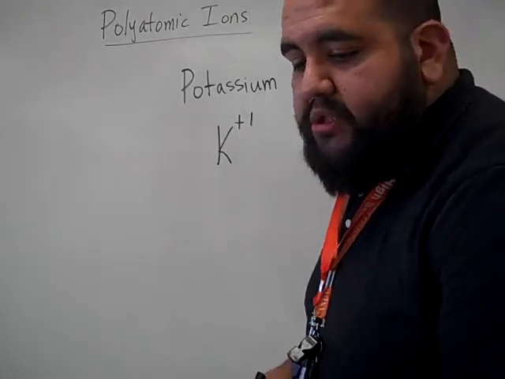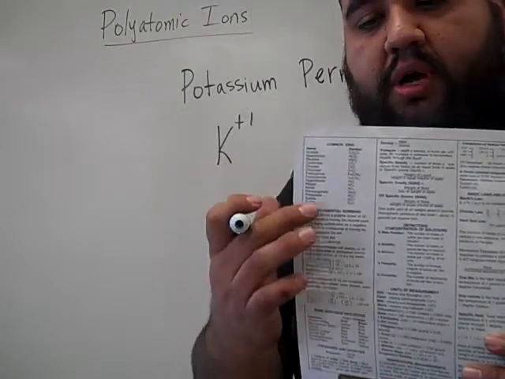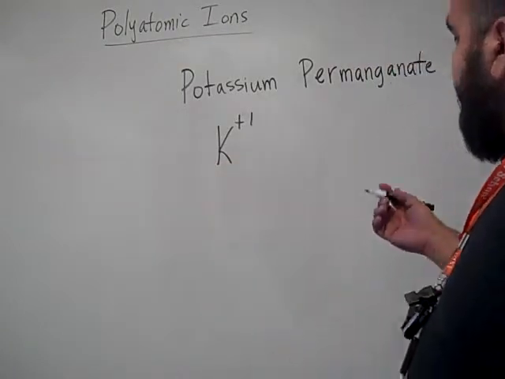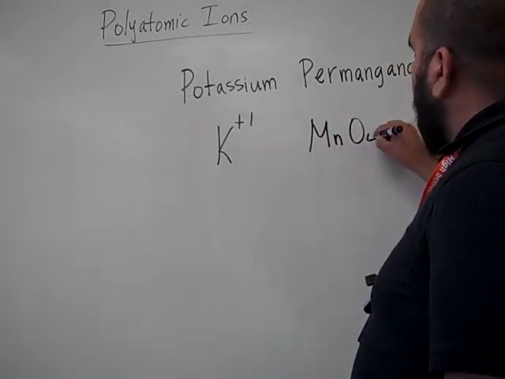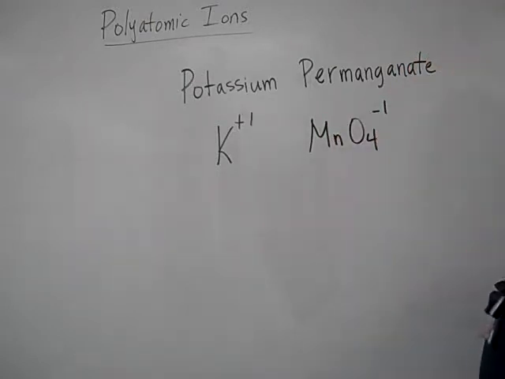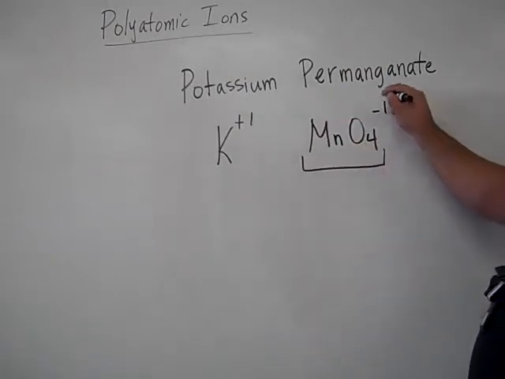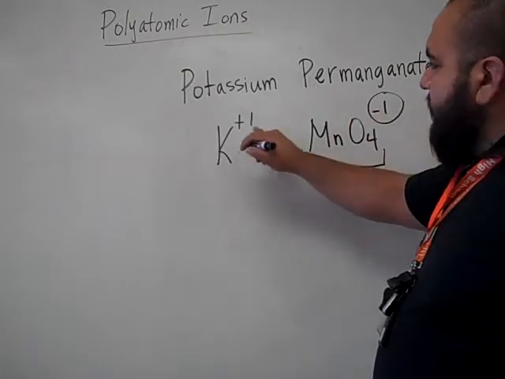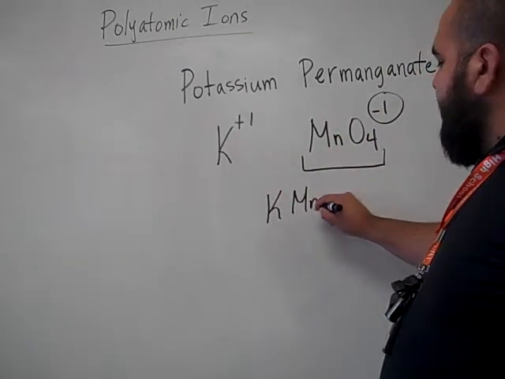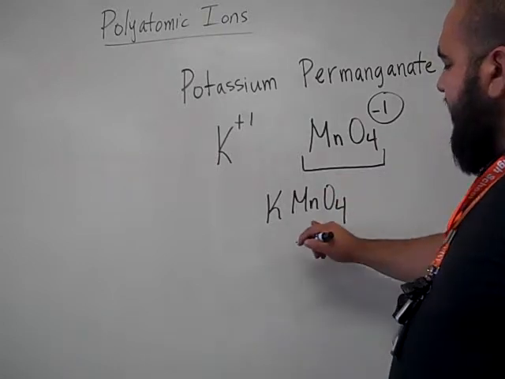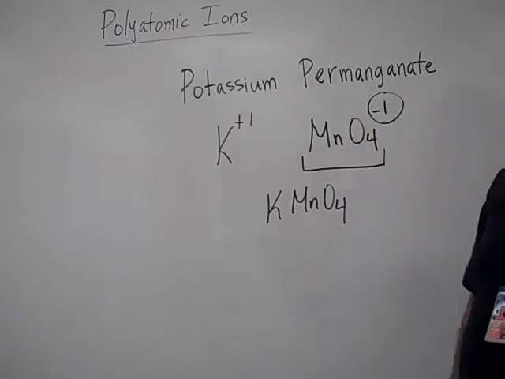Then we're going to find the polyatomic ion permanganate. Again, you refer to the chart. This is not the chart I'm giving you, I'm giving you a similar one, but you refer to your chart. And permanganate looks like this: MnO4 -1. This entire polyatomic ion has a charge of -1. So -1 and +1, they work. So the whole formula looks like this: KMnO4. And that is potassium permanganate.